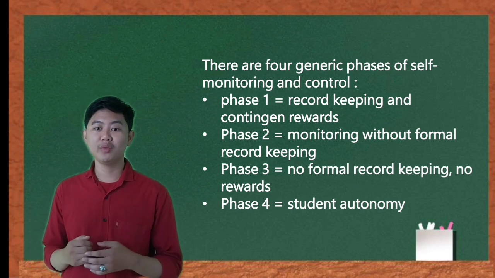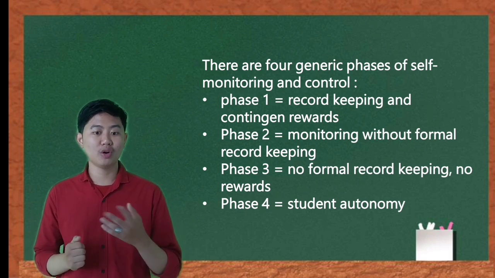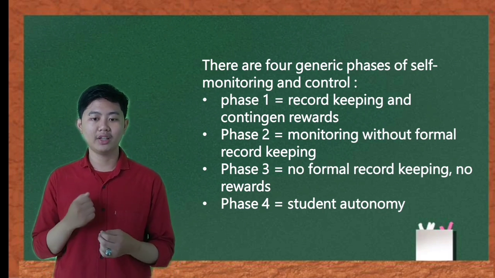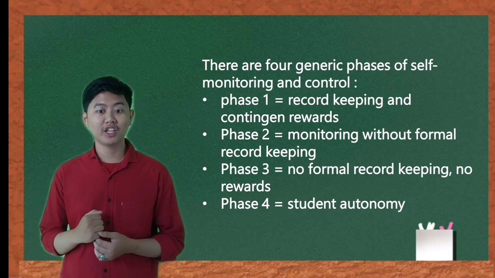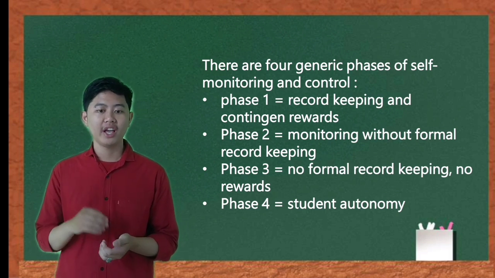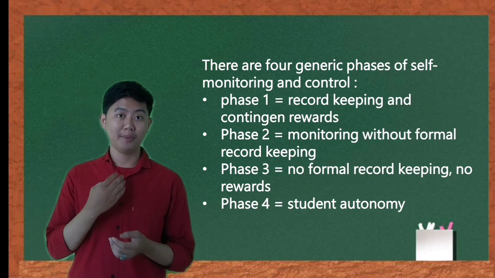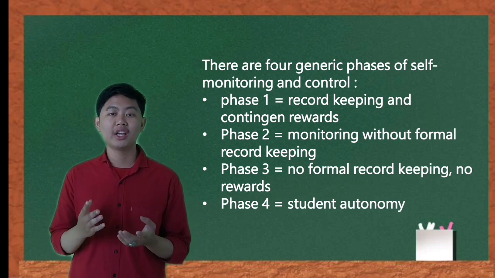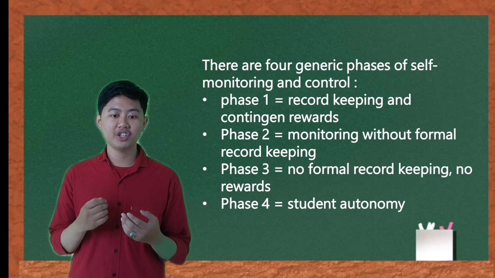Base 2, monitoring without formal record keeping. In this base, the formal record keeping is dropped and replaced by a less obtrusive method of record keeping. At first, this might be written. Base 3, no formal record keeping, no reward. In this base, the student still keeps a record in an informal manner, and you and the student still meet weekly to discuss the student behavior. And base 4, student autonomy. In this base, the student has reached a level of autonomy. He does not have to meet with you and report on behavior and to receive recognition or reward.